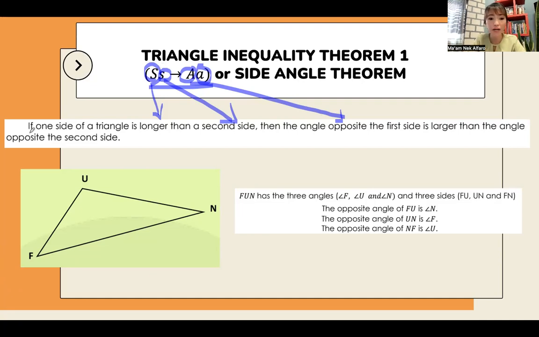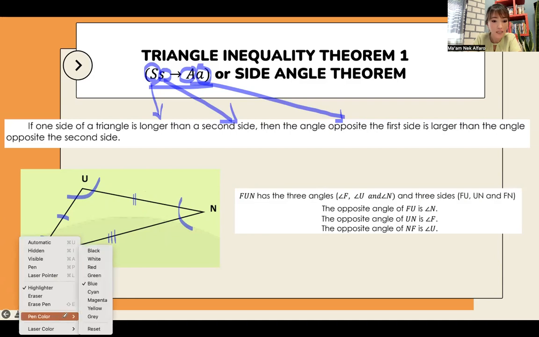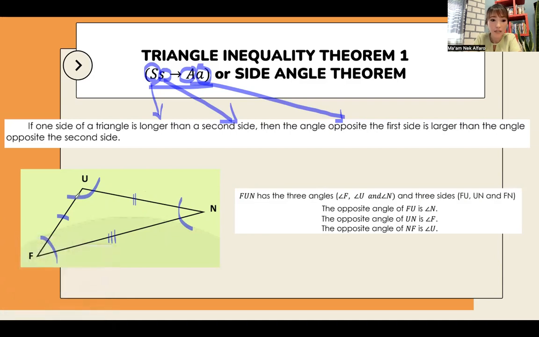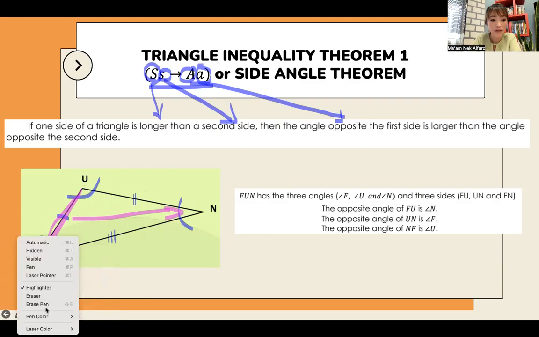We have triangle FUN. It has three angles, angle F, angle U, and angle N. And they have three sides, segment FU, segment UN, and segment FN. So I use tick marks to identify that they are non-equal sides. All right? So the opposite angle of segment FU is, where is segment FU? We have segment FU. Its opposite angle is angle N. Okay? How about the opposite angle of segment UN? Segment UN, where is it?